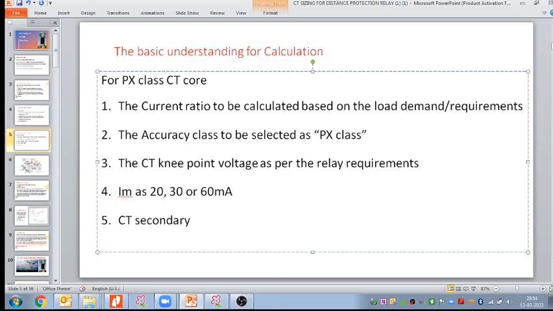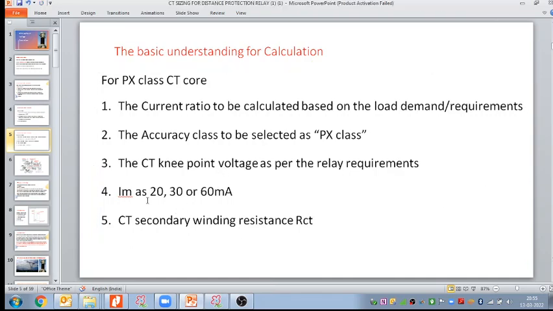One parameter I can add here is the CT secondary winding resistance, and that is called RCT. This value we can take from the tender, or we can take from the manufacturer. There are some thumb rules that we can follow, so we'll discuss that, right? Yeah. So let us take this PX class today and start the discussions.